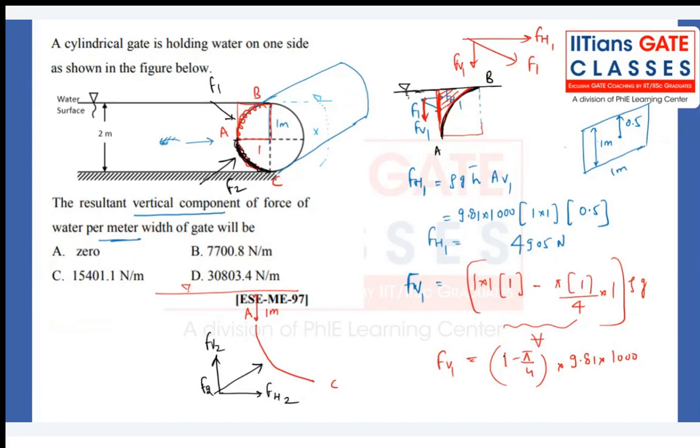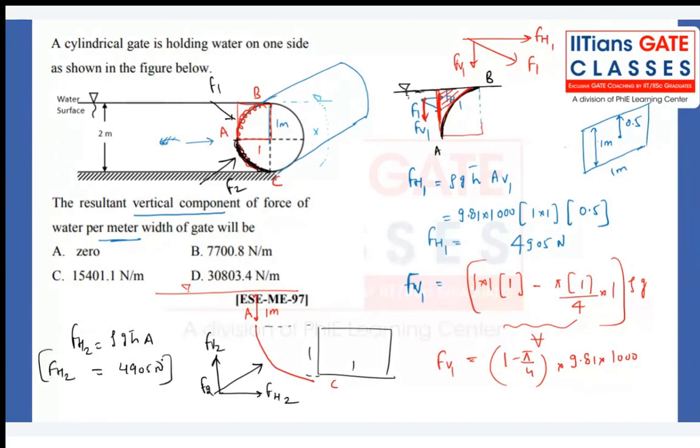Now direction will be FV2, right? So what about FH2? Same, can you say same? If I just project in the vertical plane, once again I will be getting 1 into 1. So what will I get? Rho g h bar into area. Same answer, 4905. Right? Now, my dear friend, what about my vertical forces?